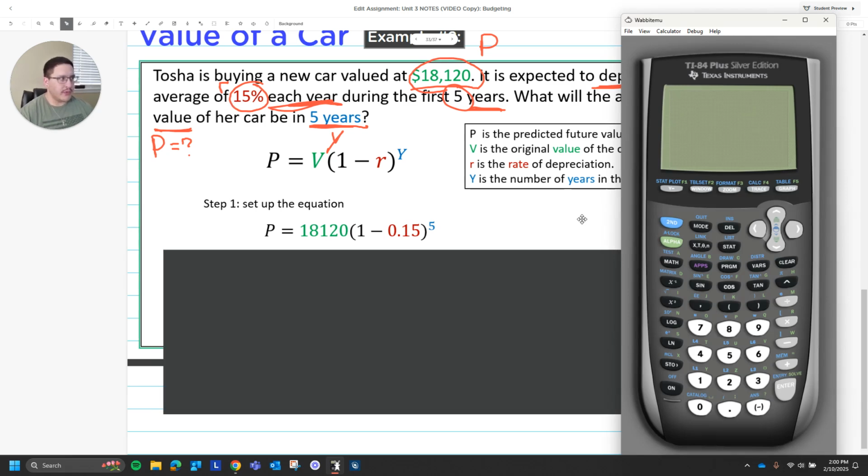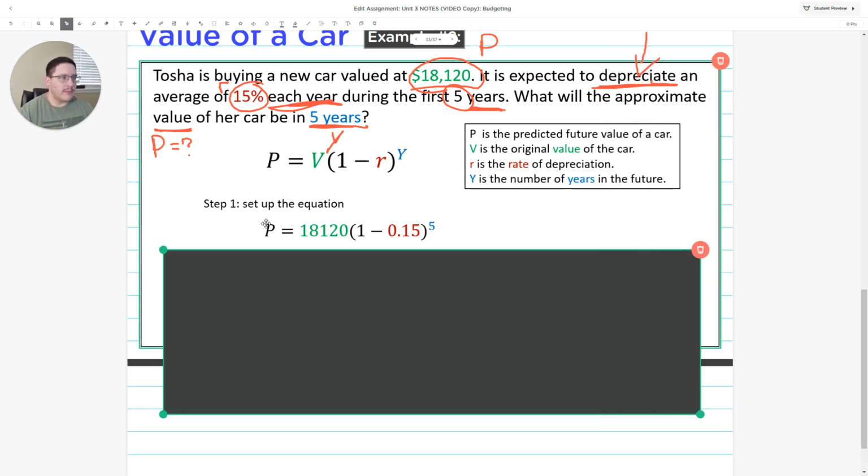If you forgot what the percentage is as a decimal, remember any percent you can always divide by 100 to change into its decimal form. So 15% as a decimal is 0.15. Notice how we want to find the P value, and the P value is by itself. So we only have to worry about plugging the right side into the calculator, and then we will get our answer.